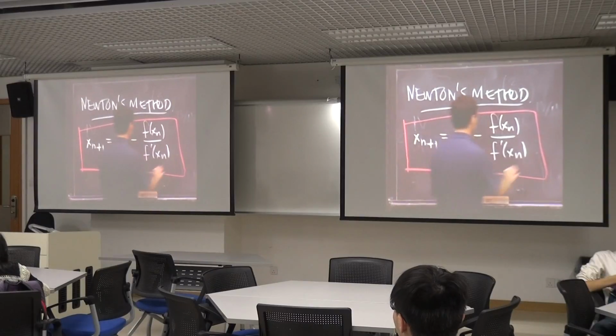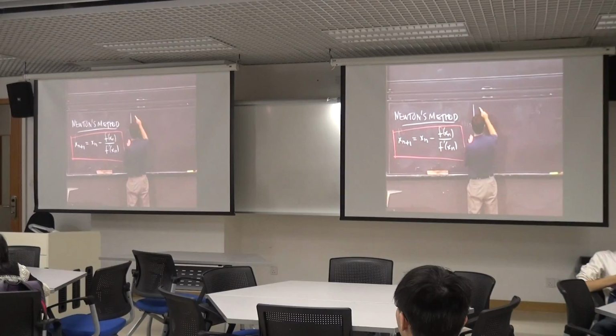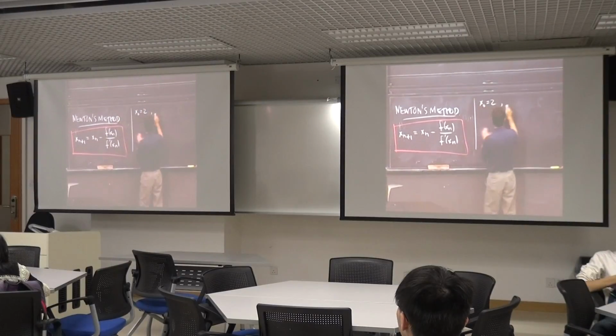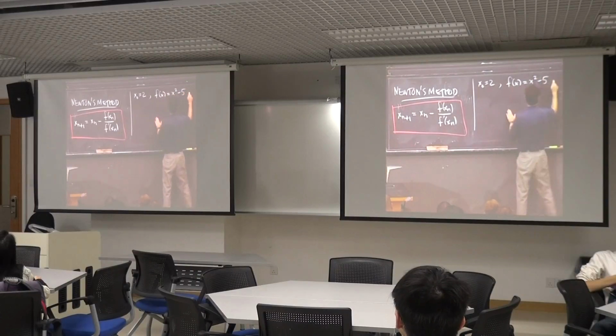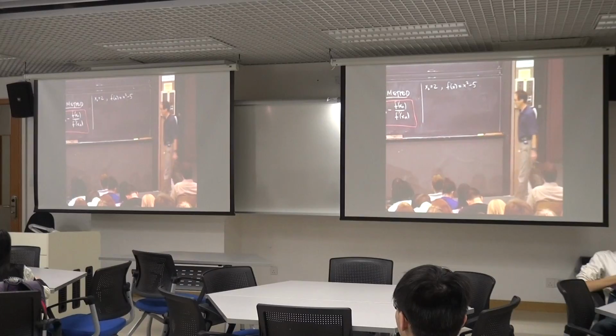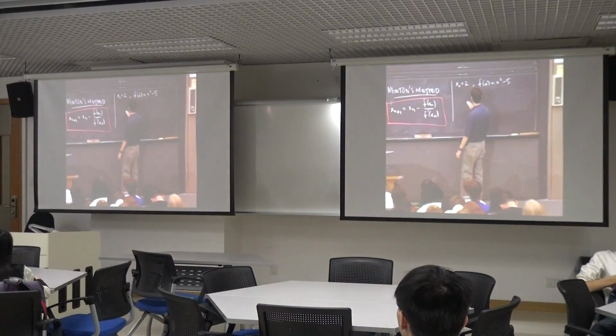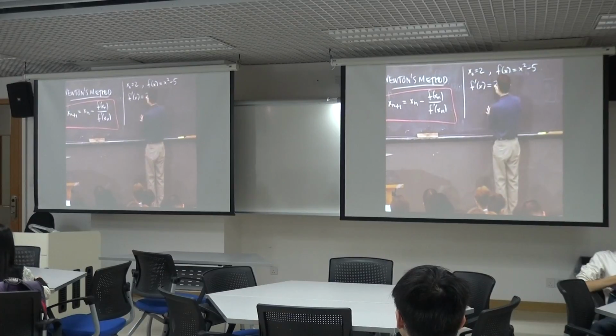All right, so let's see how it works in the case that we've got, which is x0 is equal to 2, f of x is equal to x squared minus 5. So let's see how to implement this formula. So first of all, I have to calculate for you f prime of x. That's 2x.